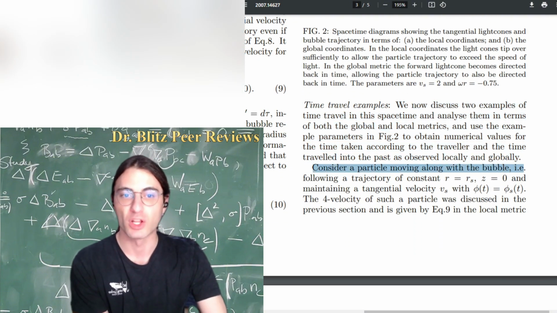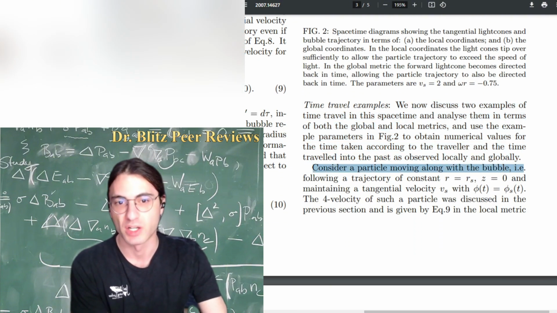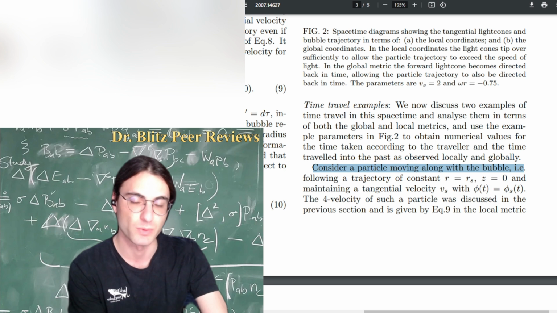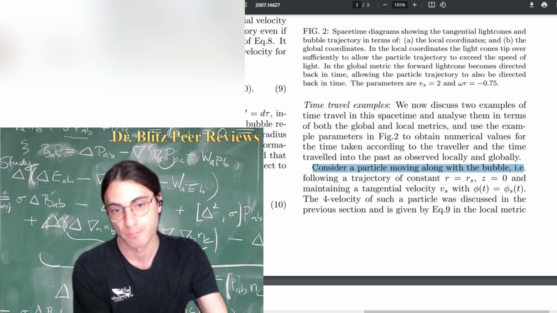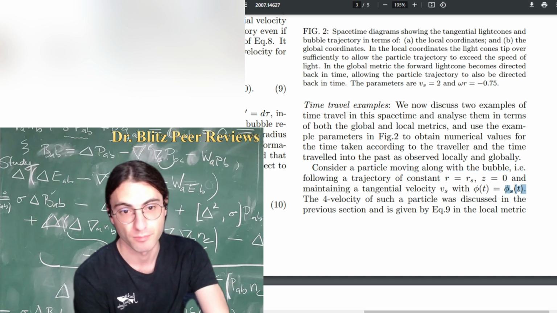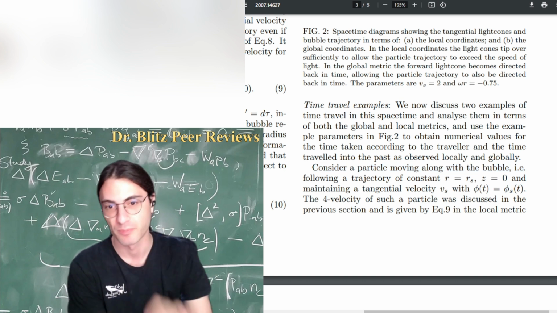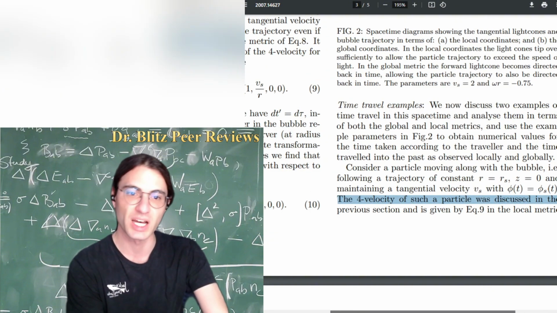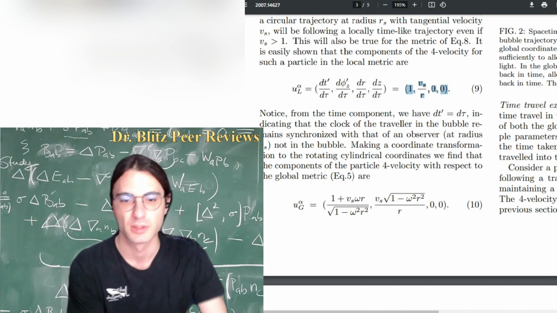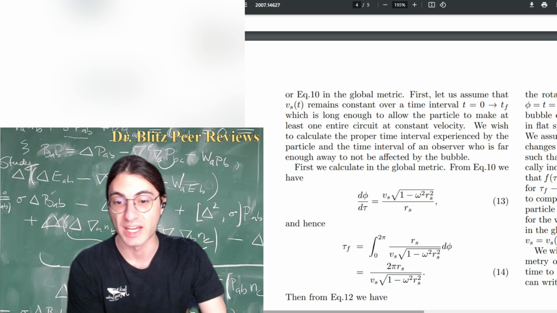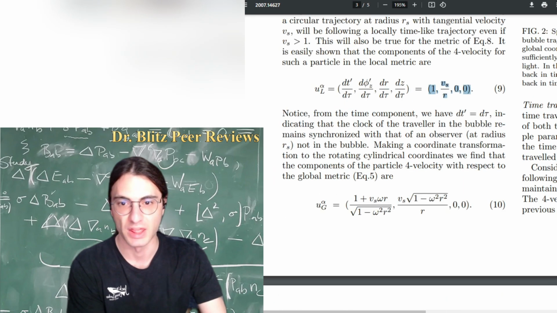Consider a particle moving along with the bubble, i.e. following a trajectory of constant r equals r_s, z equals 0, and maintaining a tangential velocity given by v_s with phi of t being phi_s of t. This is just the rate at which the Alcubierre drive is moving in a circle, which is fine. The four-velocity of such a particle was discussed in the previous section, and it's given by equation 9 in the local metric. It's this guy. Or equation 10 in the global metric. This guy.